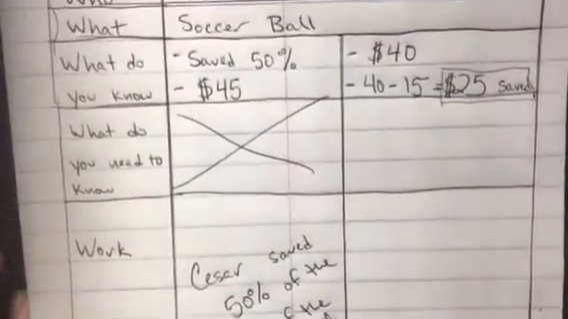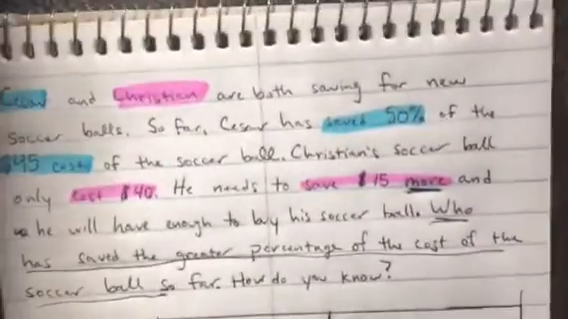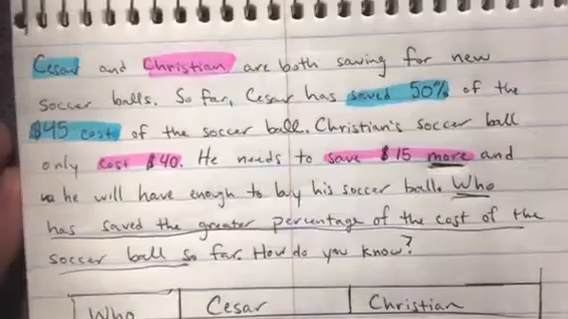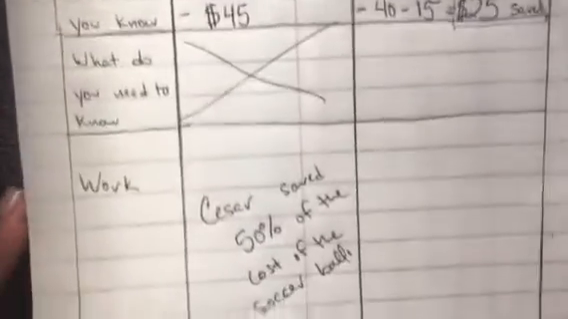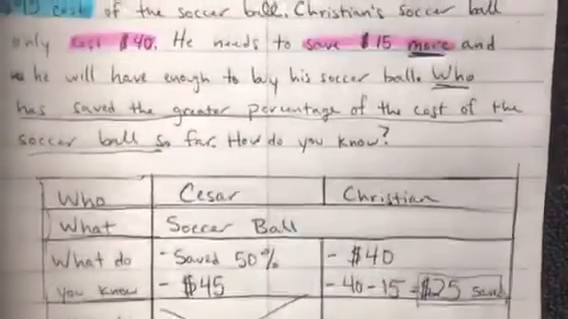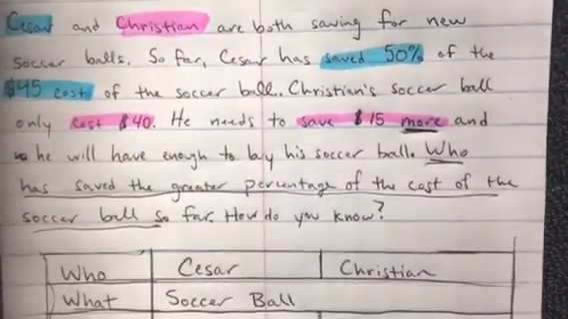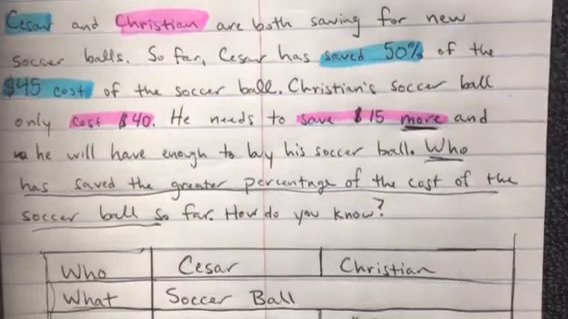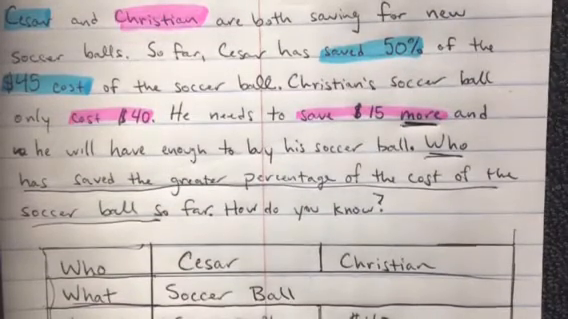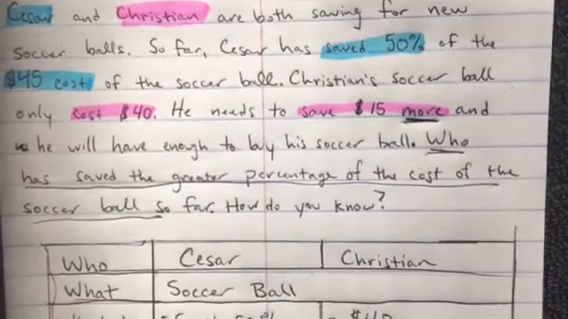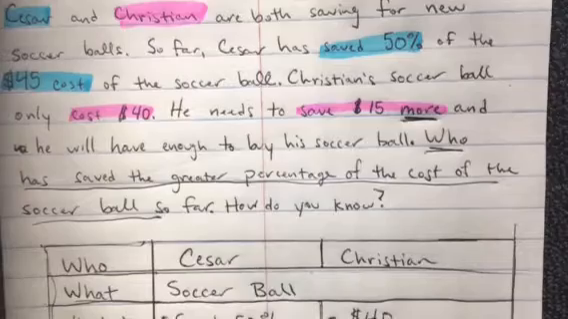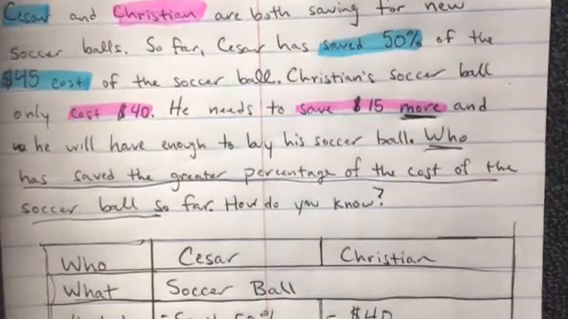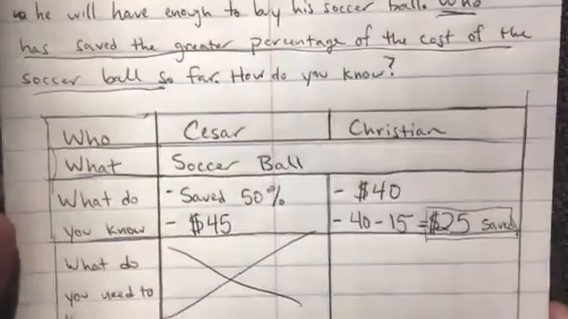And look at that. Just by organizing our information, and by reading closely and annotating the word problem, we were able to figure out the answer without having to do any work for Caesar. Now with Christian, it doesn't tell us how much he saved. With Christian, we don't know that. But we do know how much money he saved, and we do know how much it cost. So if we know those two pieces of information, we can find the percent of how much he saved so far. Because we know whatever the percent is, it's going to be out of 100.